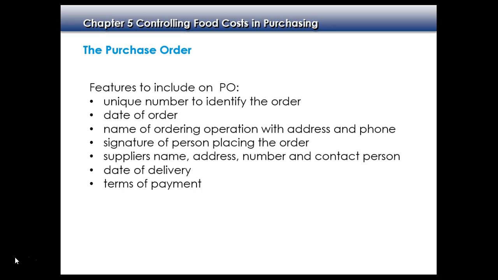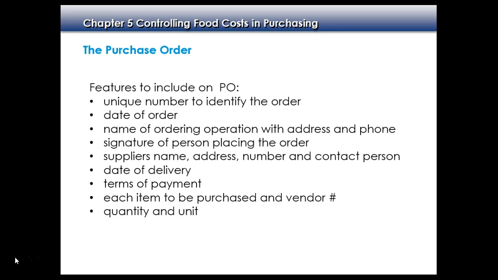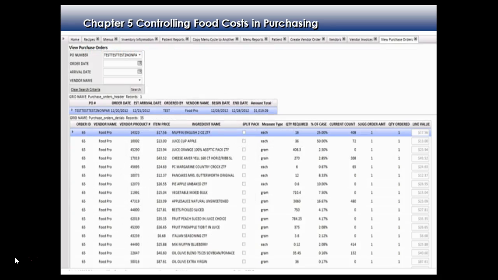I usually don't see that on the bigger vendors. You might see that on smaller ones. Usually that's already ironed out. Each item to be purchased, as well as the vendor item number, the quantity and the unit, the item cost, and then the total cost.